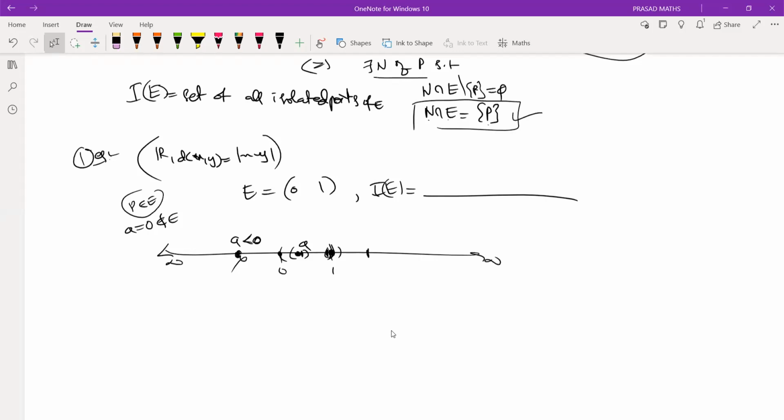Take any point which is to the right side of 1. Is it an isolated point? The answer is no, because it cannot be a point of the set E. So what is the set of all isolated points of E? Empty. Yes or no? Is it clear?